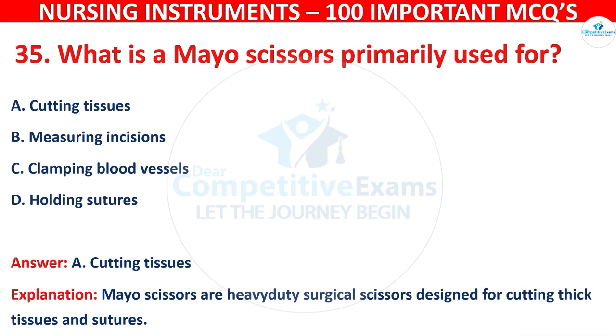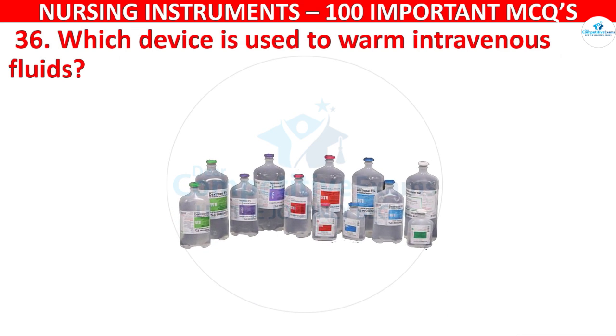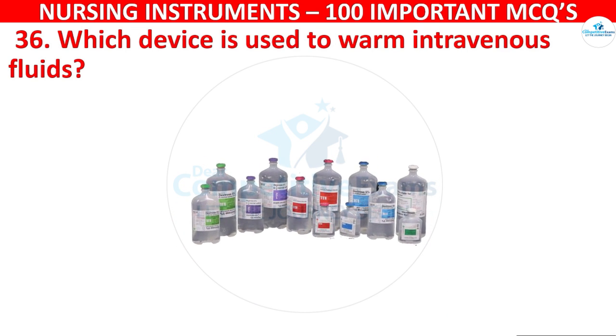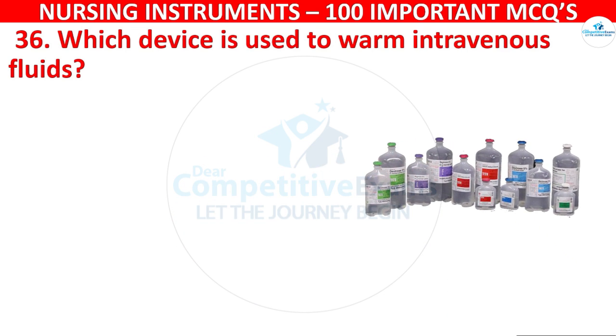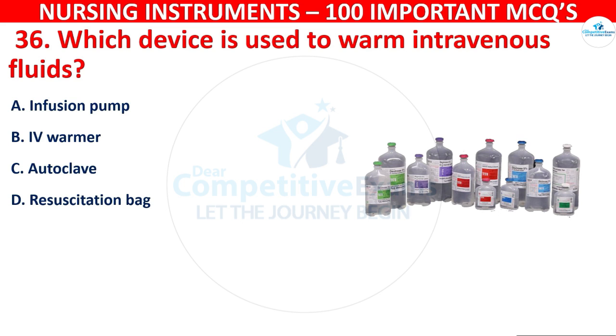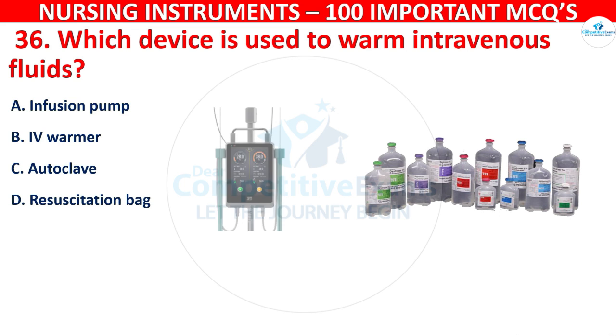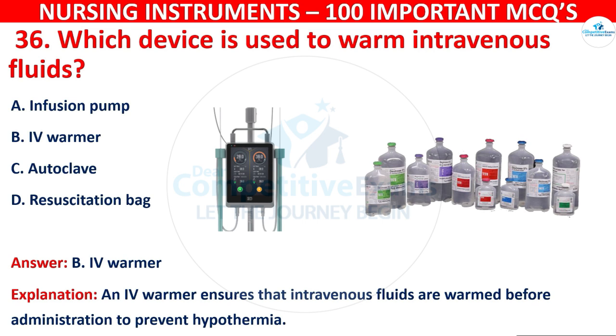Question number 36. Which device is used to warm intravenous fluids? Your options are infusion pump, IV warmer, autoclave, or resuscitation bag. The correct answer is B, that is IV warmer. An IV warmer ensures that intravenous fluids are warmed before administration to prevent hypothermia.